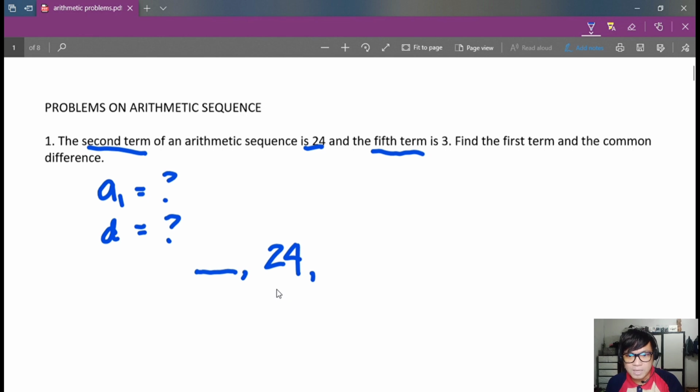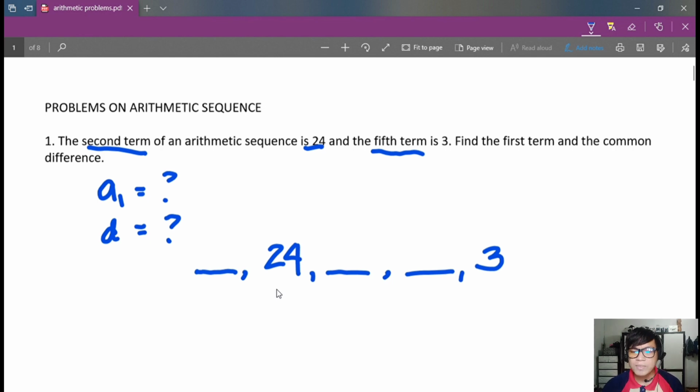So, ibig sabihin, yung third term natin is also missing. Yung fourth term is also missing, and we have the fifth term. So, ito yung magiging itsura ng problem. The second term is given, which is 24, and the fifth term is given, which is 3. Ang hinahanap natin yung first term and the common difference. We cannot identify automatically the first term because we don't have any two consecutive terms. Hindi natin alam ang common difference.